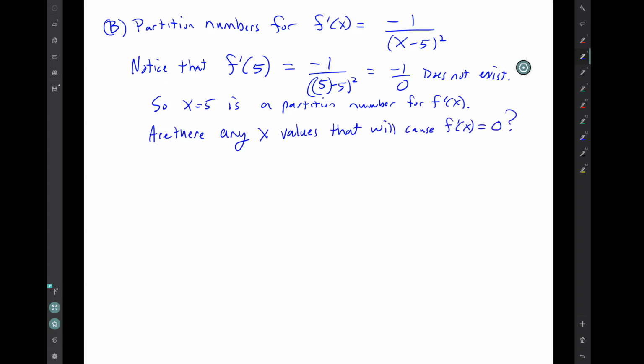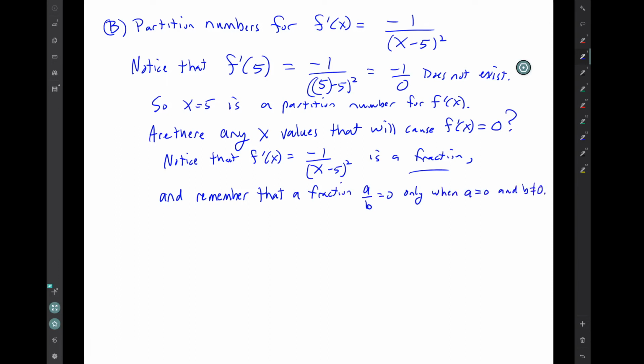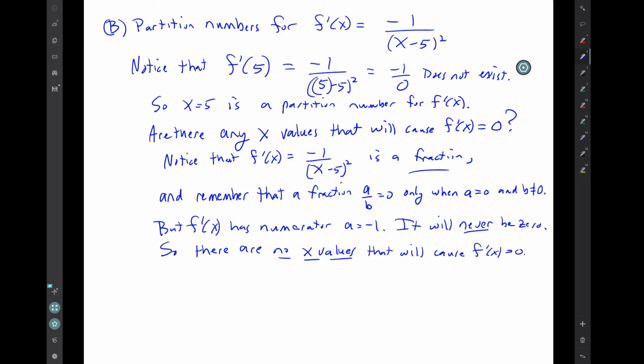Well, to answer that, notice that f prime of x is a fraction. And remember that a fraction is only 0 when the numerator is 0 and the denominator is not 0. But our fraction has a numerator that's the number -1. It will never be 0. So the takeaway is that there are no x values that will cause f prime of x to be 0. So the only partition number for f prime of x is x equals 5.